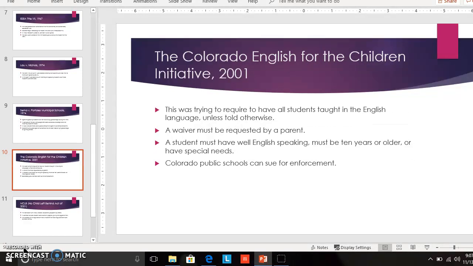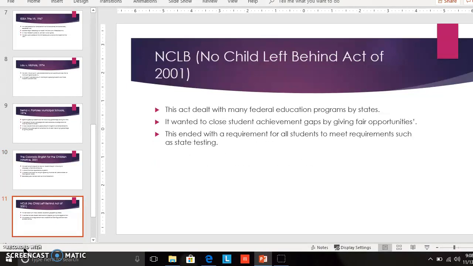The Colorado English for the Children initiative happened in 2001. This one was trying to require all students to be taught in the English language unless told otherwise. A waiver had to be requested by a parent, and the student had to speak English well, be 10 years or older, or have special needs. In Colorado public schools, they were able to sue for enforcement.